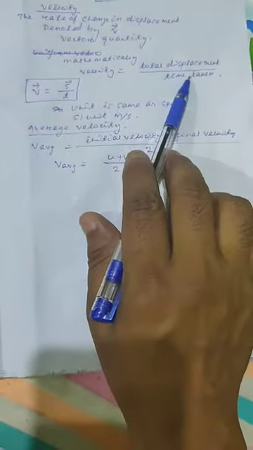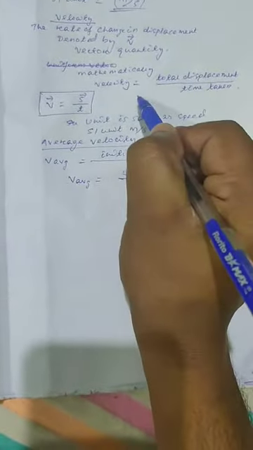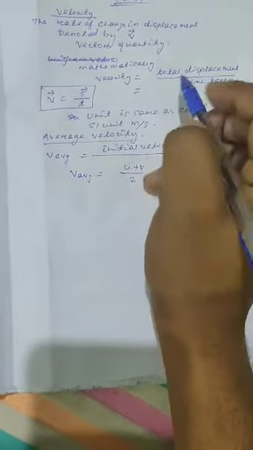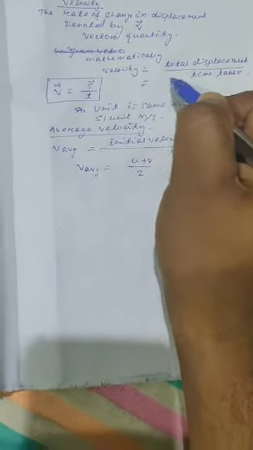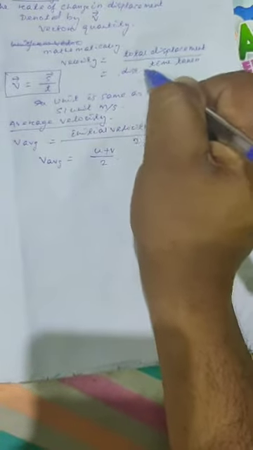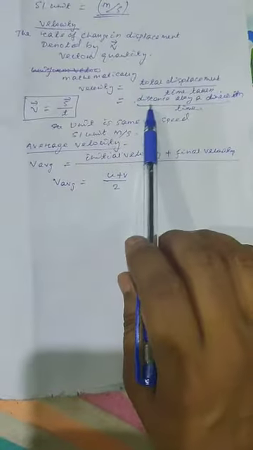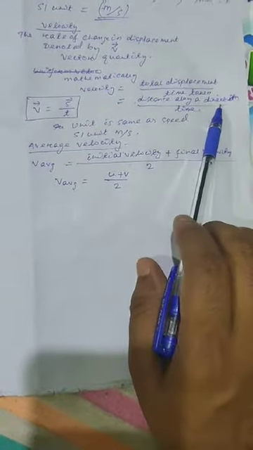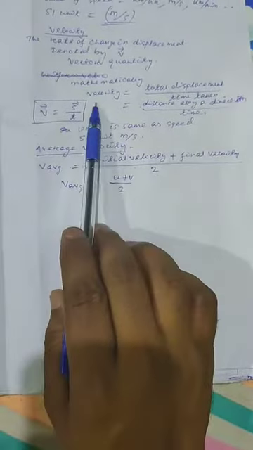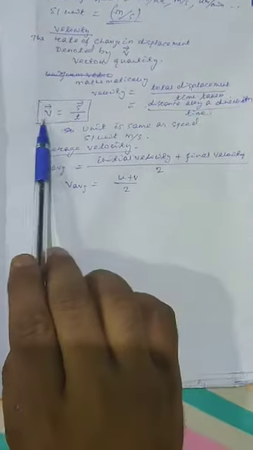Mathematically, we can write velocity is equal to total displacement by time taken, or in some places it is also written as distance along a direction by time taken. In some books this is also correct, because the displacement is equal to distance along a direction.